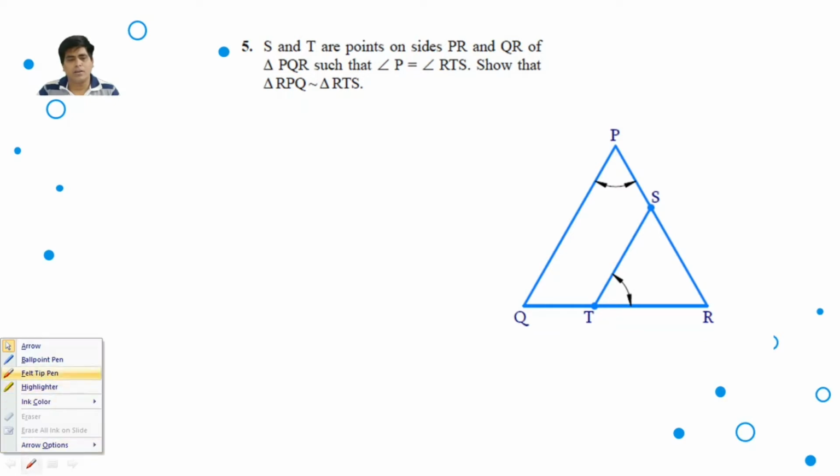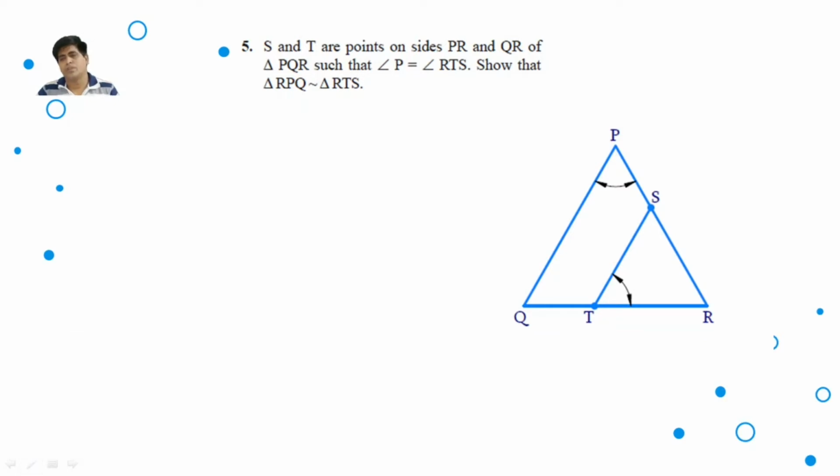This is the figure. Note it down. So which triangle is that? Clearly, triangle PQR. In this triangle PQR, S is on PR and T is on QR. So I have shown exactly that.